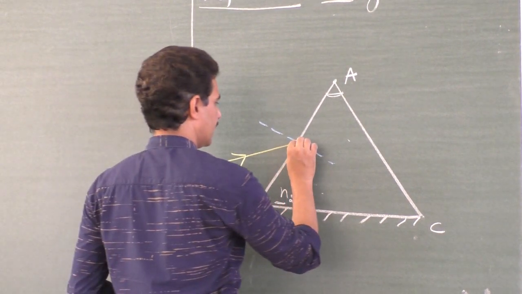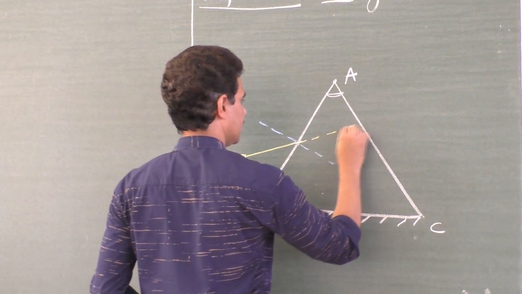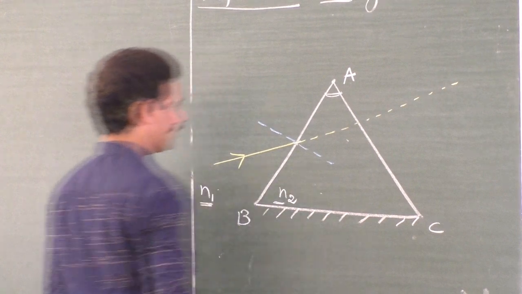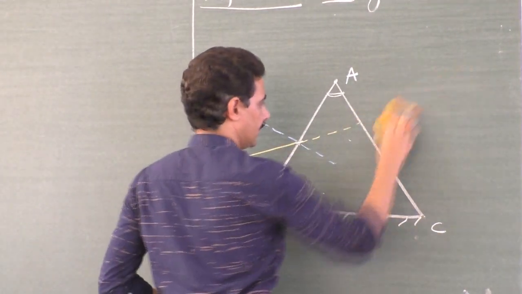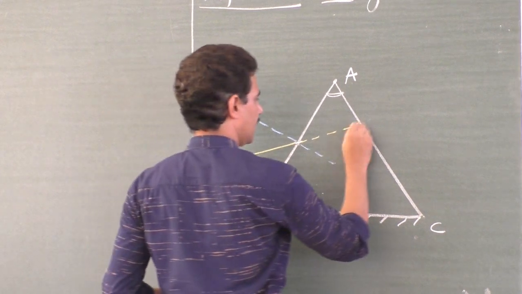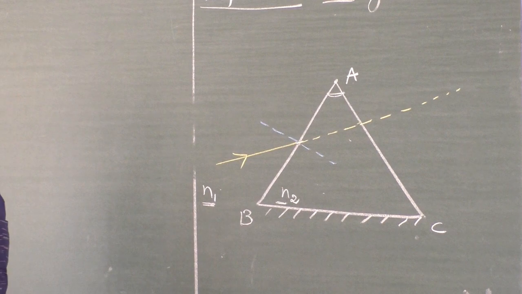You see the original direction. You take the original direction of the ray, you continue this ray, let it be a straight line. That is the direction it would have traveled if there was no prism. In the absence of the prism, the ray would have traveled straight like this. Am I right? The ray would have traveled straight.